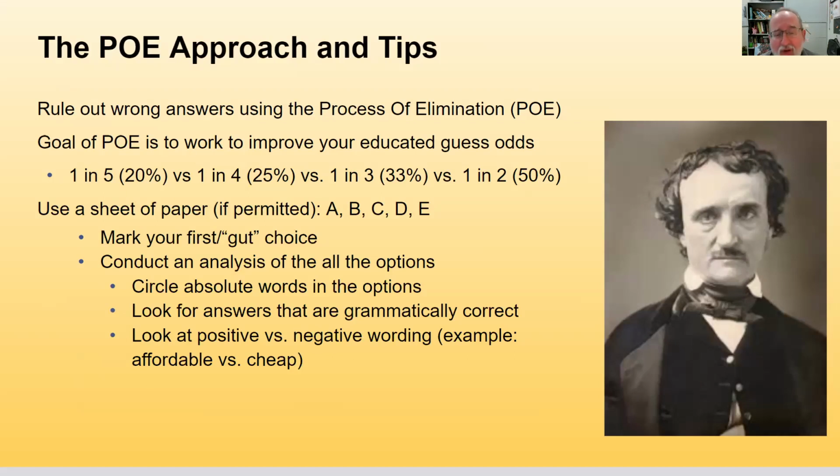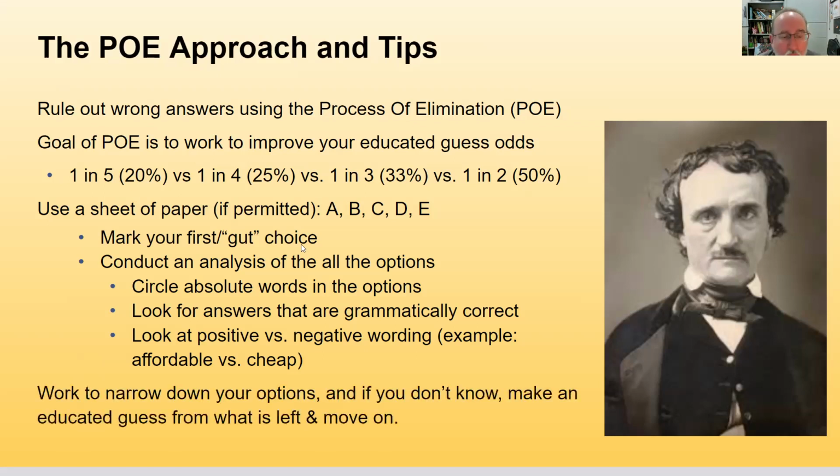The prime example I used to use with this one is something that's affordable or cheap. If I buy my wife a necklace and I say, hey sweetheart, I got you a very cheap necklace, versus I got you something that was very affordable, affordable is better. Most answers tend to have positive wording behind those two. You want to narrow down your options and figure it out. And if you don't know, make an educated guess from what's left and move on. You can't spend all your time on one question. Sometimes you have to take that educated guess and move on.